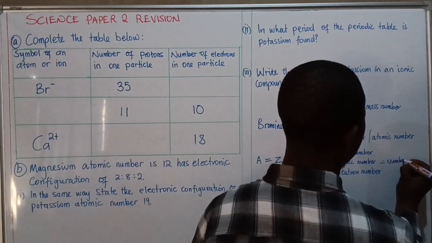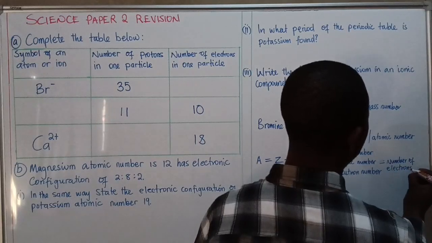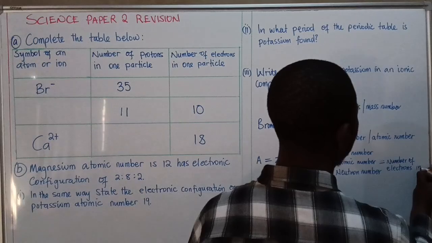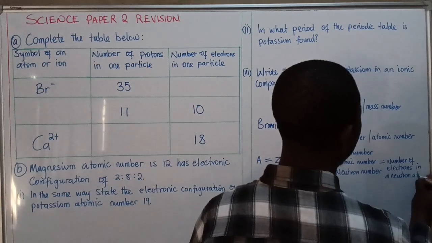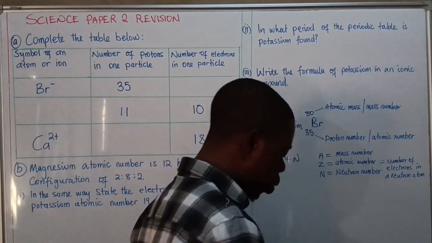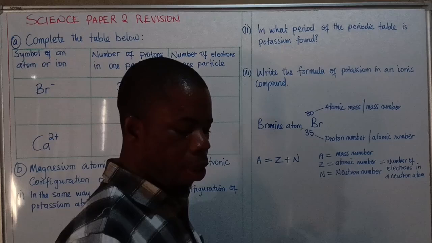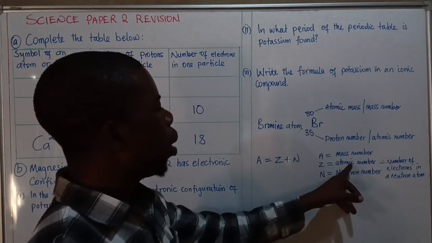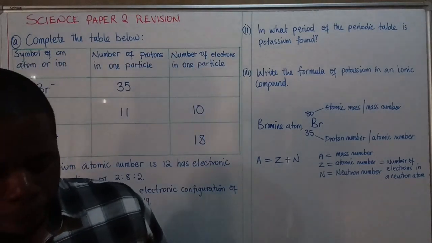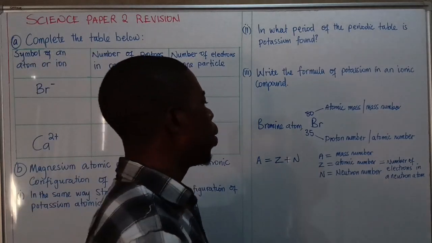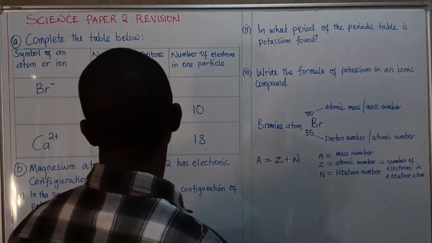Number of electrons in a neutral atom. So when an atom is neutral, that means that if it is single, it hasn't reacted with any other atom, then the number of protons or atomic number should be equal to the number of electrons in an atom. This is very important because, having known this information, we'll use it to answer this question.